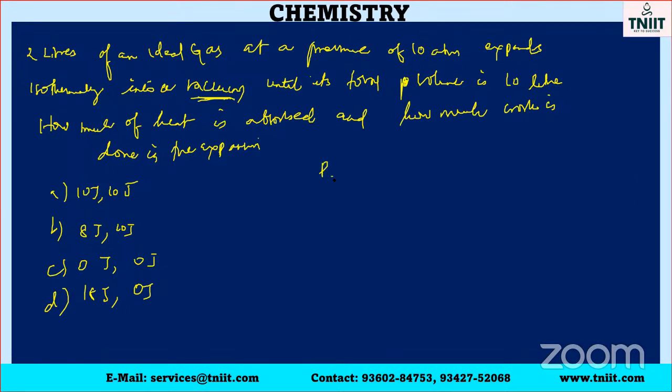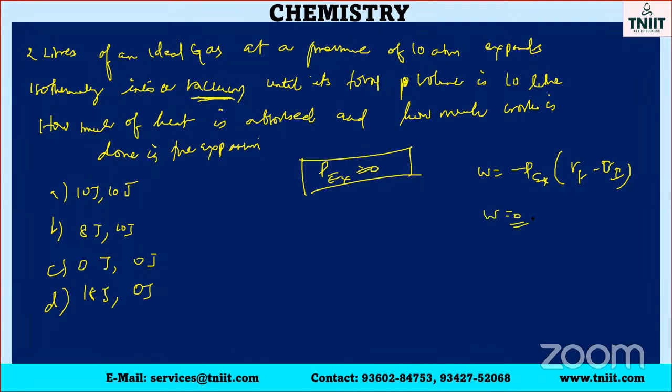When it is in vacuum, external pressure is 0. Work done is minus P external into final volume minus initial volume. This is the formula. Since we are talking about vacuum, external pressure is 0, so work done is 0. So the heat absorbed Q is also 0, and work done is also 0. Therefore, the answer is option C.